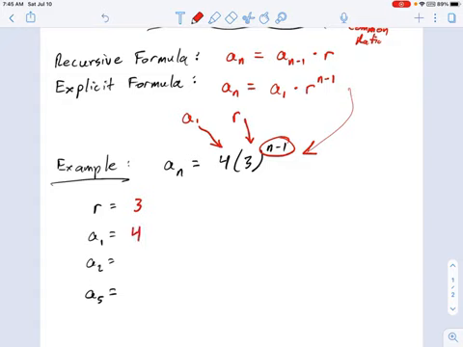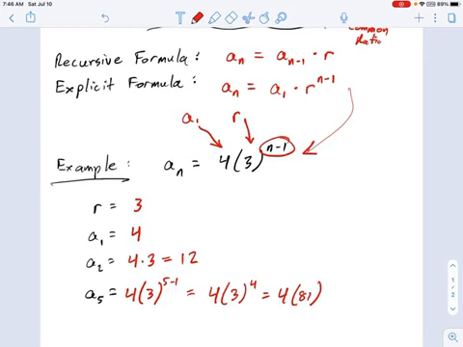Okay, so what's a_2? Well, you can either use what you know from the recursive formula, which is that any term is equal to the term before it times r. And you can say, okay, well, a_1 is 4. That means a_2 is just 4 times 3, so that must be 12. Or you can actually plug it into the formula. I wouldn't for a_2, but for a_5, I might. Let's see, that's going to be equal to 4 times 3 to the 5 minus 1, which is equal to 4 times 3 to the 4th, which is equal to 4 times 81, which is equal to 324. Okay, so that's the basics of how you use geometric sequence formulas.